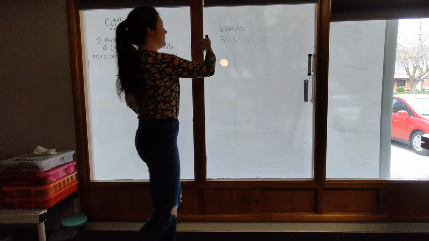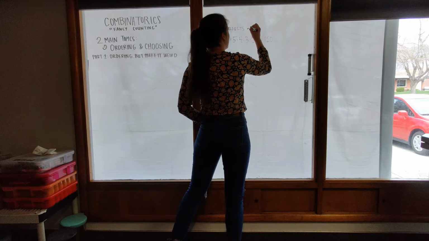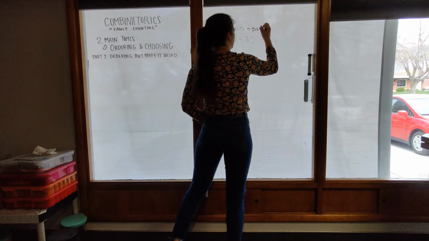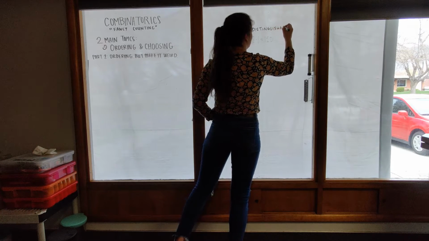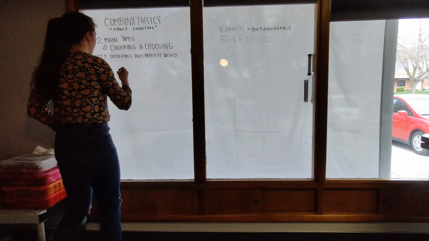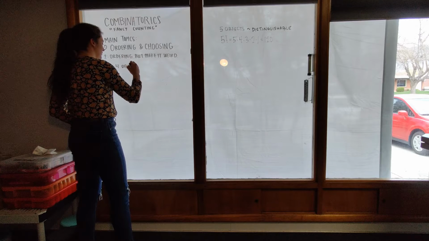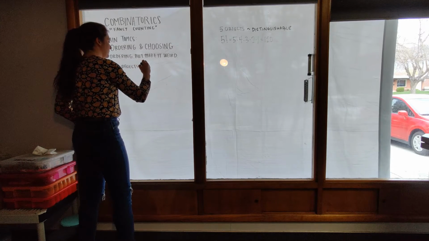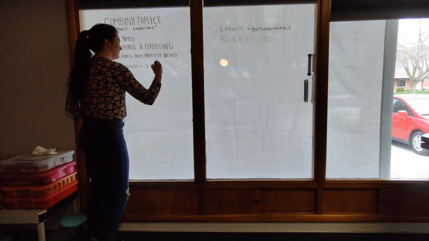Okay, so in our previous example, when we did 5 objects, 5 factorial, maybe I should add that this is like distinguishable objects, as in, they're all different. In this scenario, we have 4 objects, but 2 of them are the same.